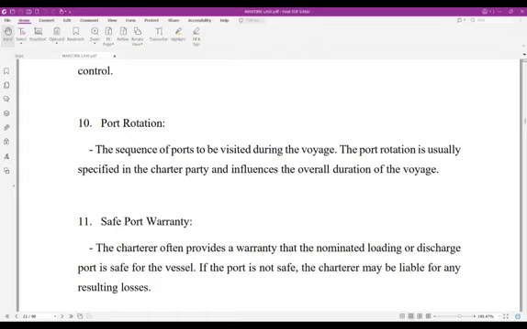Safe port warranty. The charterer often provides a warranty that the nominated loading or discharge port is safe and secure for the vessel. If the port is not safe, the charterer may be liable for any resulting losses.